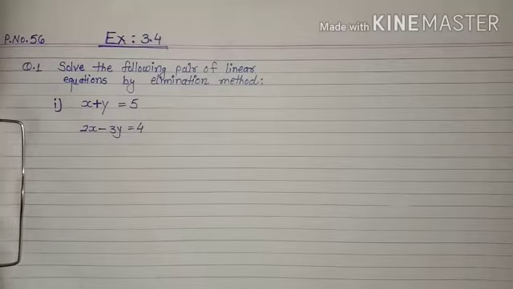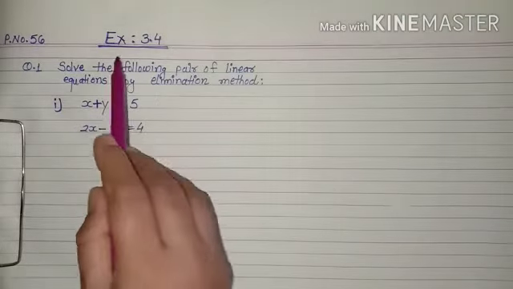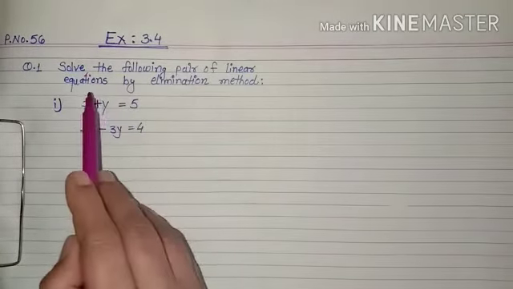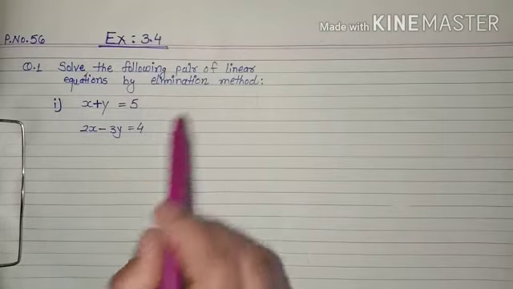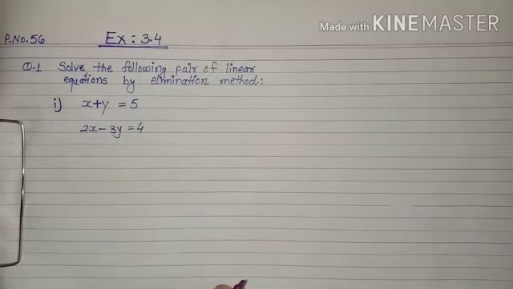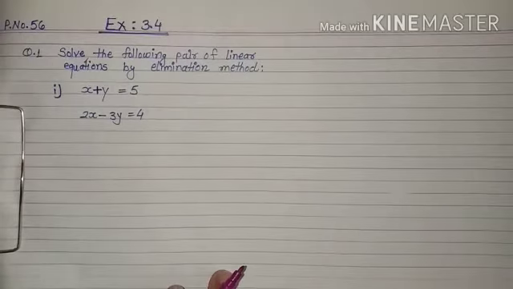Hello students, today we will solve question number 1 of exercise 3.4, which is given on page number 56. The question is: solve the following pair of linear equations by elimination method. You have to simplify these equations and find the values of x and y using the elimination method.